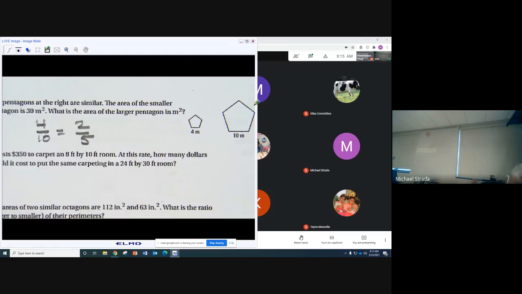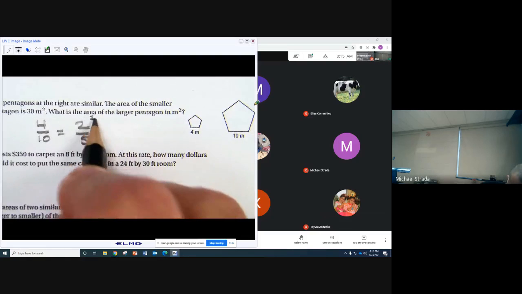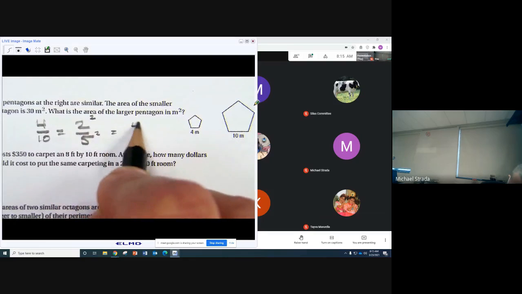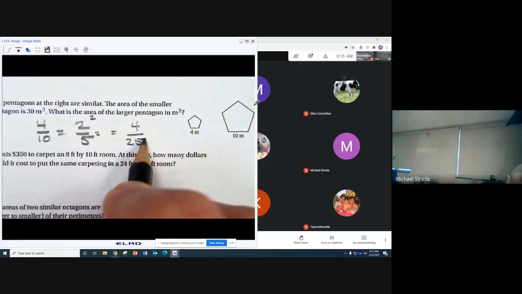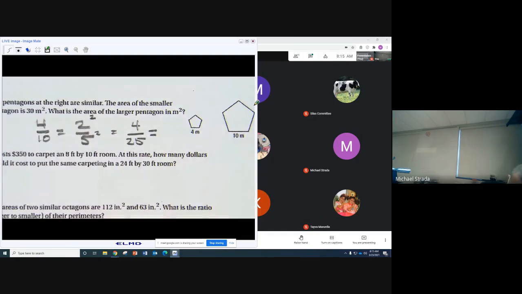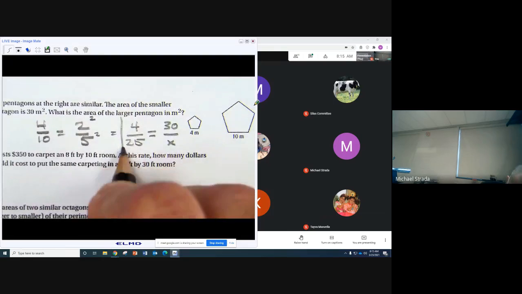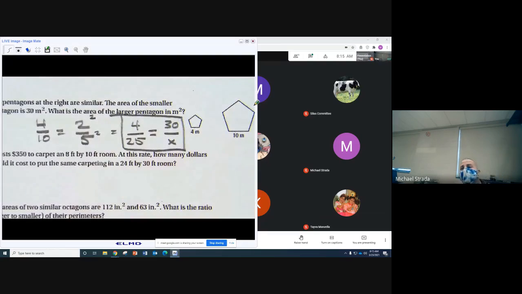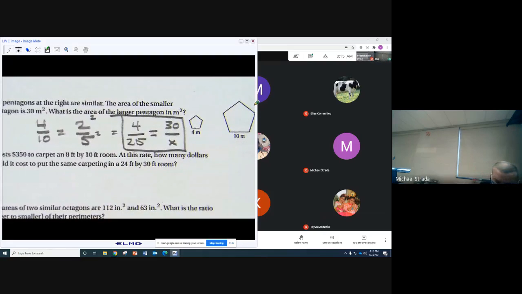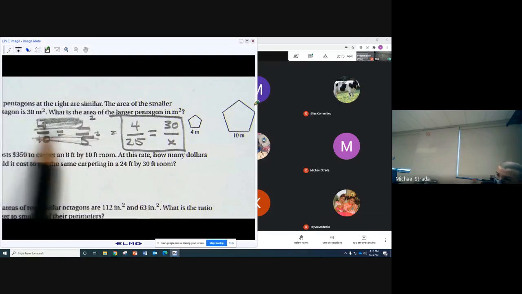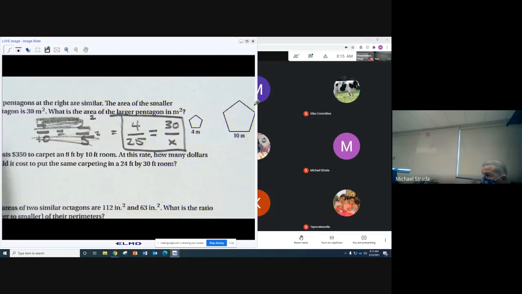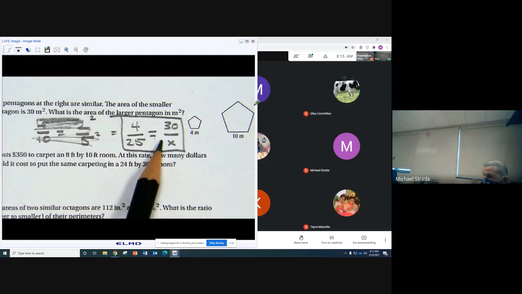All right. Then we have to do what with that? Square it. And that becomes 4 over 25 equals, they say the area of the smaller pentagon is how much? 30. And then that's the only thing I would need to see for work. I don't need to see all this. You got me? If you want to show me that, you can. But this is all I need to see for work, is your proportion.